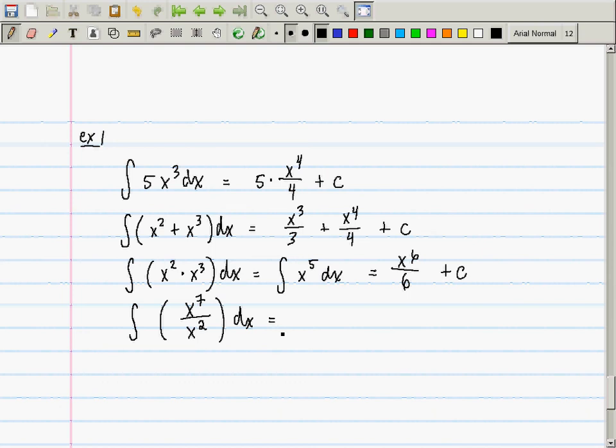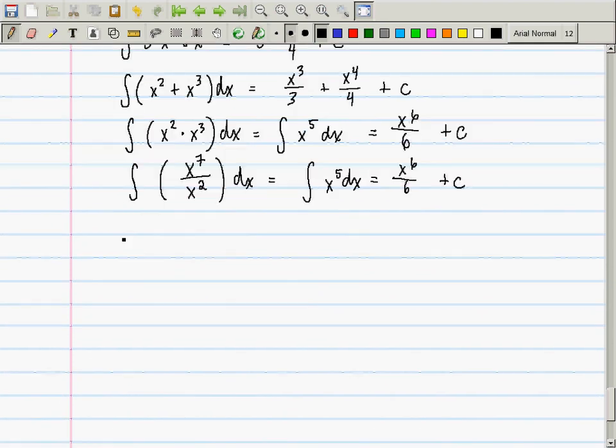Should it be to compute the antiderivative of the numerator and also the antiderivative of the denominator, like that? No. You need to perform algebraic simplifications first, so x to the 7 divided by x to the 2 is x to the 5, and so this one is also x to the 6 over 6 plus a constant. Good. Any question about that one? Okay, how about the antiderivative of x plus the square root of x divided by x to the 3 dx?